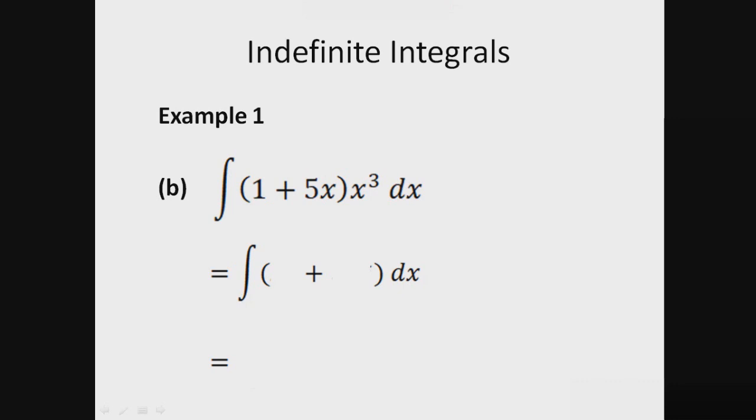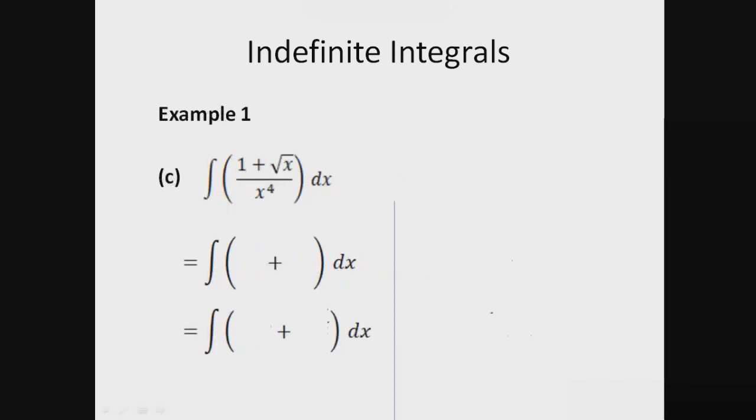Example 1b, the integral of (1 plus 5x), in brackets, multiplied by x cubed dx. So for this case, it is easier if we expand the function first. Okay, so now we will get x cubed plus 5x to the power of 4. And then now we can separately integrate it. So we get x to the power of 4 over 4 plus 5x to the power of 5 over 5. So we cancel out 5. We get x to the power of 5 and then plus c.